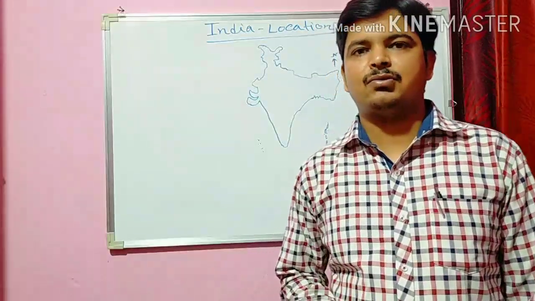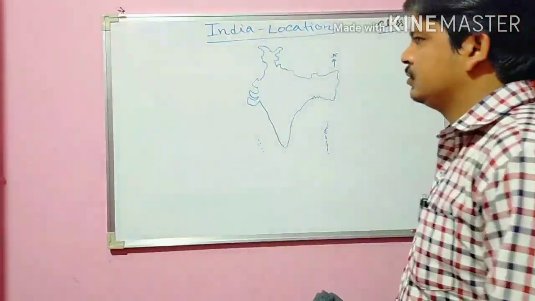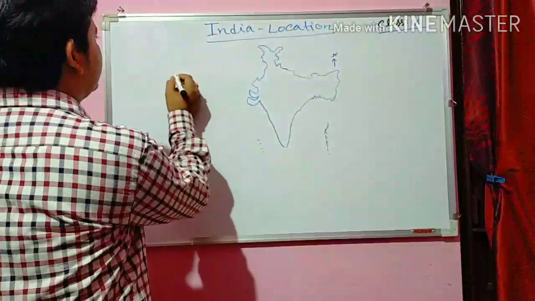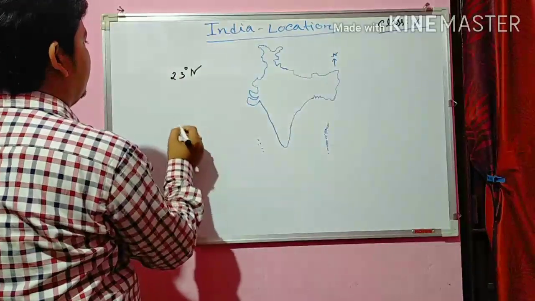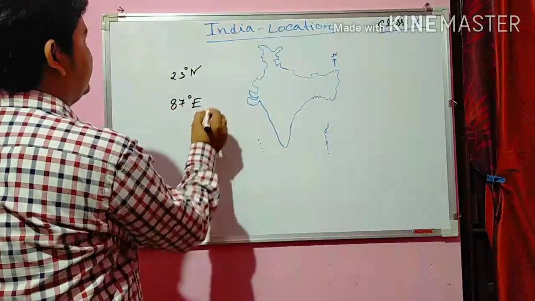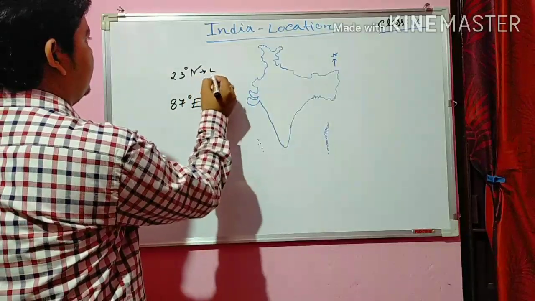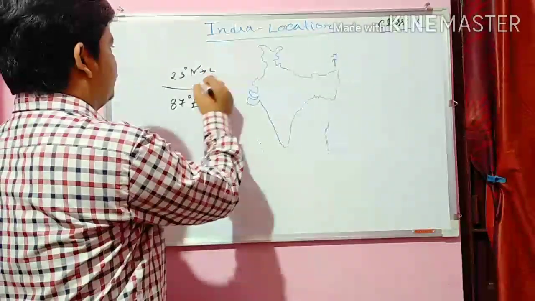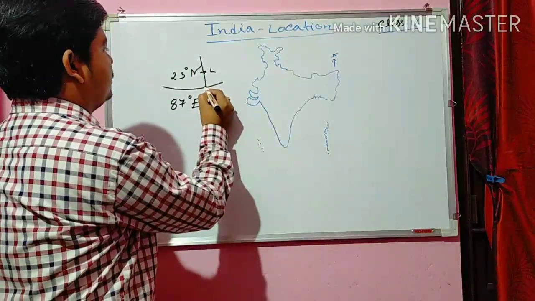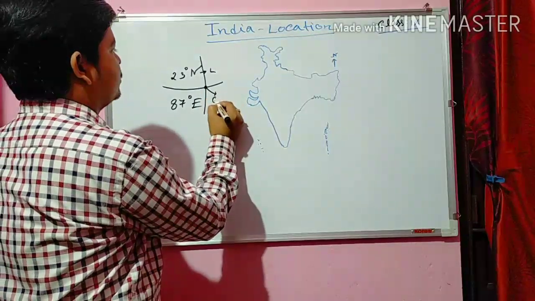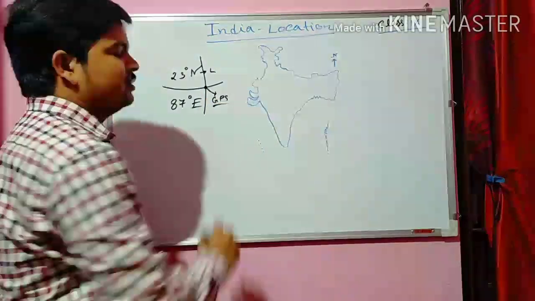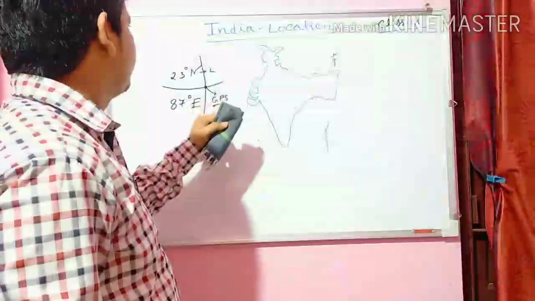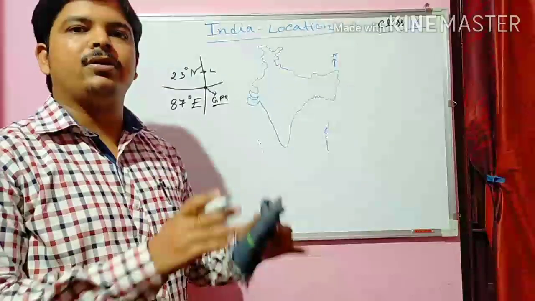Suppose we want to locate our school. It is not easy without any latitude or longitude. If we know 23 degree north and 87 degree east, then these two lines, latitude will go parallel like that, and longitude will go vertically. So both will coincide. So this is the location of our school, GPS, Gitanjali Public School. From the example, it is very clear that to locate any place we need latitude and longitude.